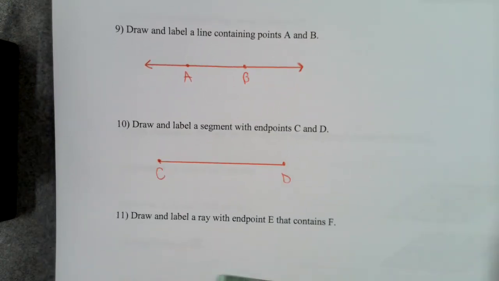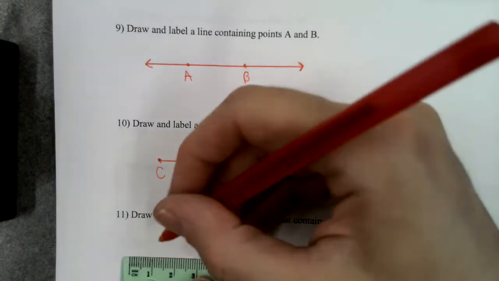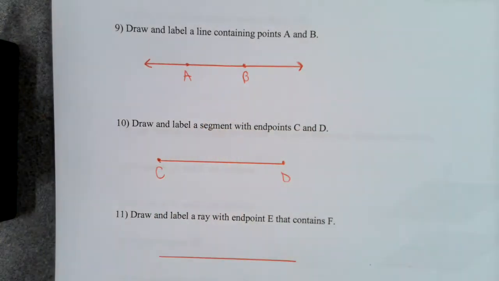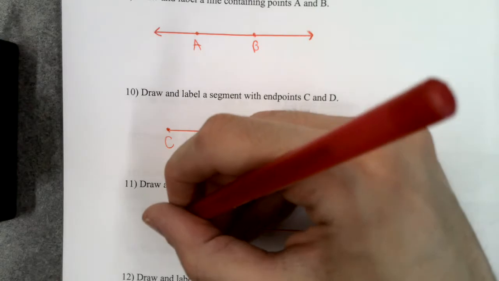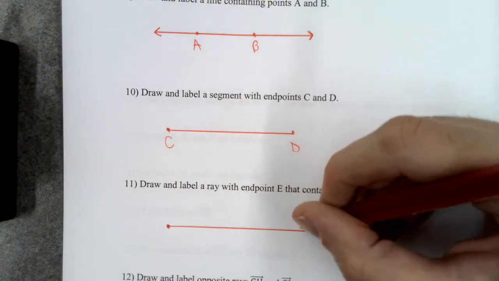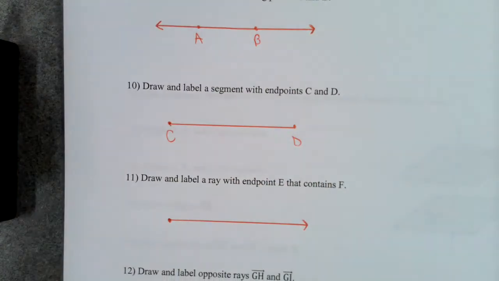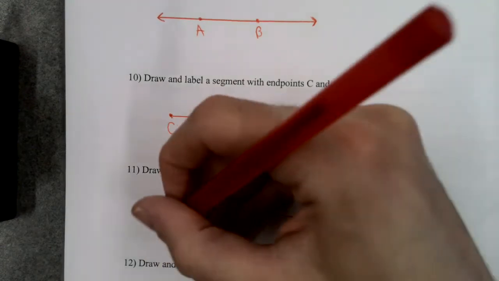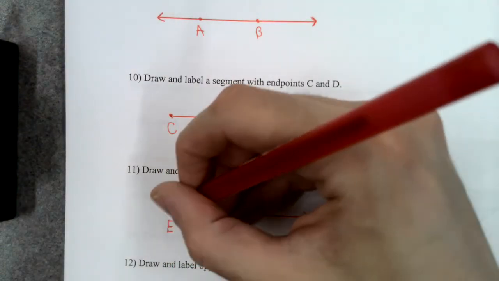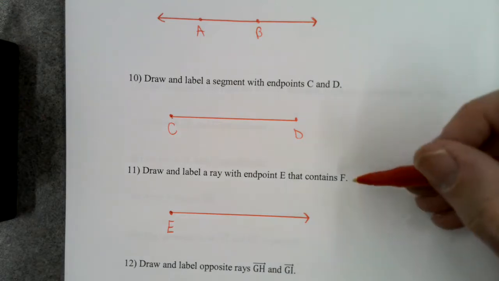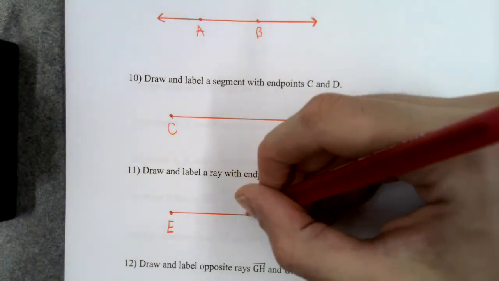Draw and label a ray. A ray has 1 endpoint. So this will be my endpoint. Goes on forever in one direction. Endpoint E. That's my endpoint. And it contains point F, so I'll put an F right there.